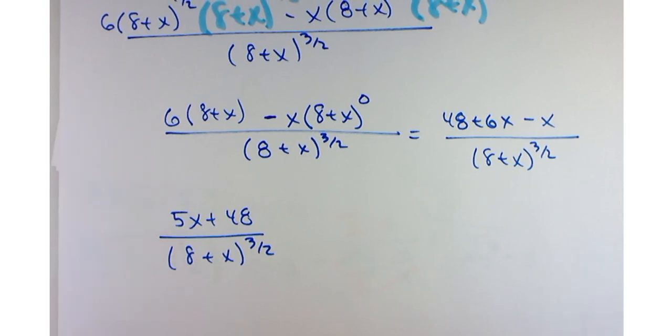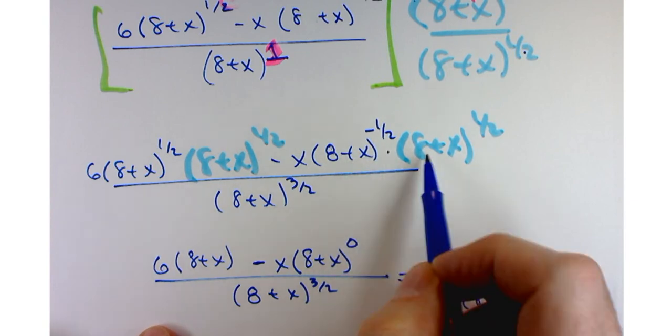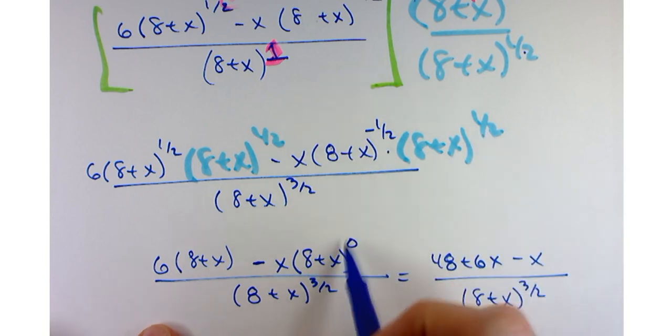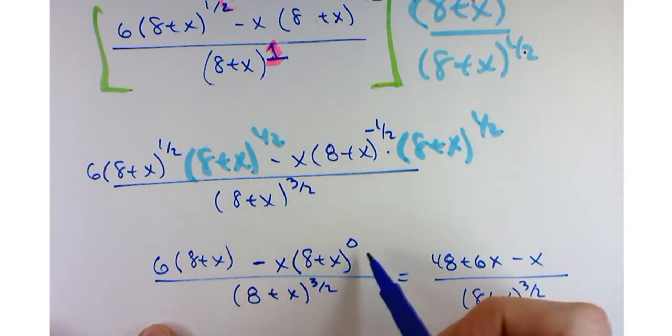How did you get the exponent 0 in the second term? When you multiply these terms together, you add their exponents. So minus 1/2 and a plus 1/2, that's what gave you the 0. And anything to the 0 power gives you 1.